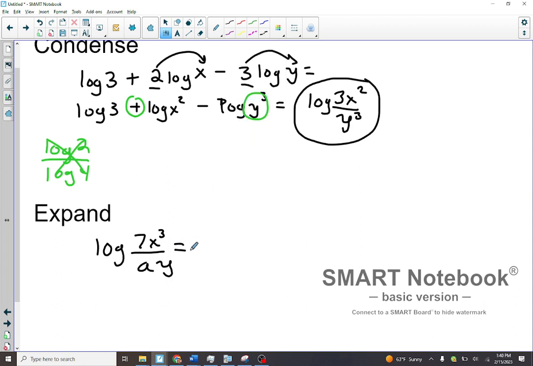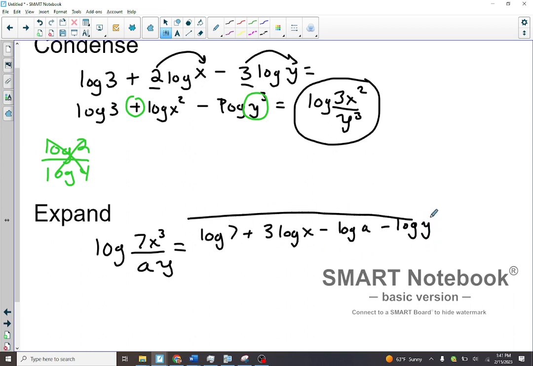So you're going to expand this. Things that are multiplied are going to be addition, while things that are divided are going to be subtraction. So log 7, plus 3 log x. I bring the 3 to the front because it was an exponent. Minus log a, minus log y. Only simple things are inside the logs, so we're good. That's expanding.